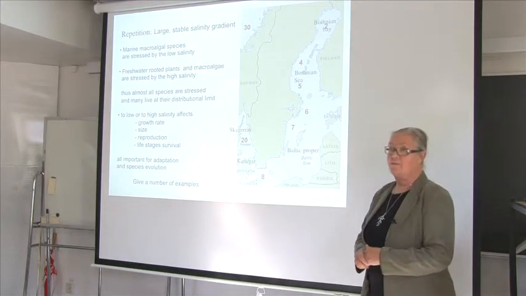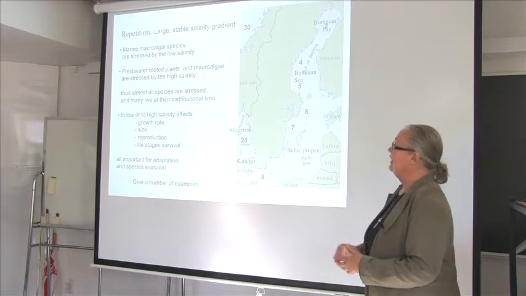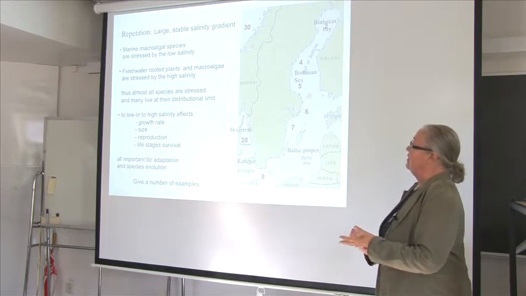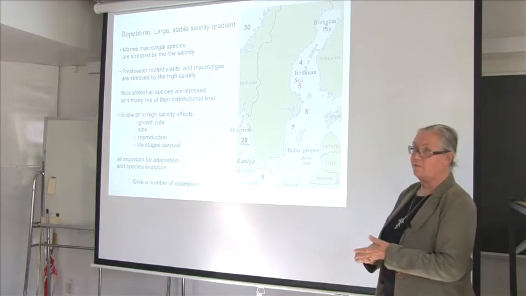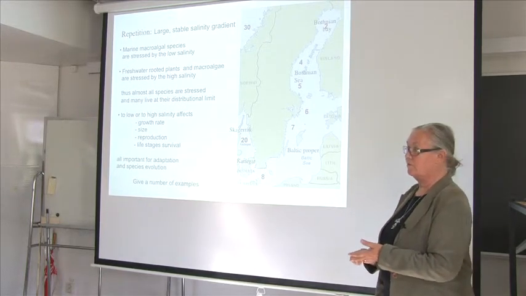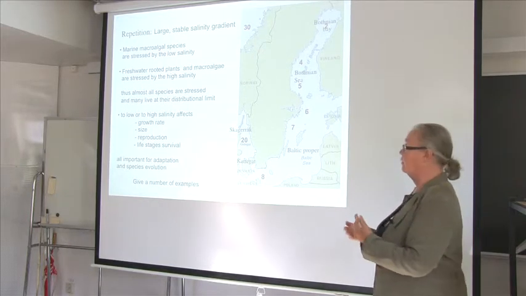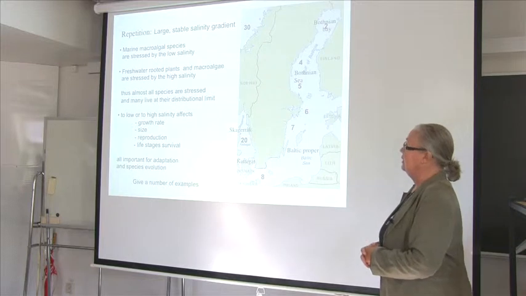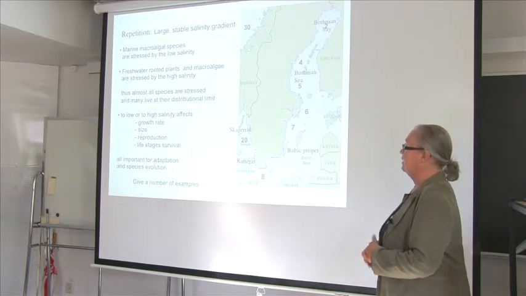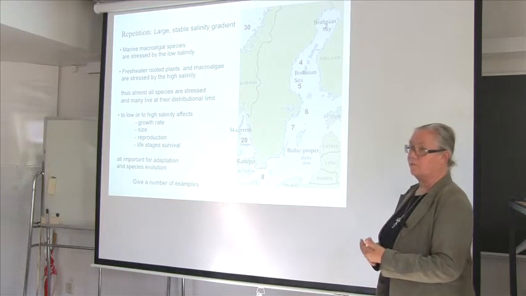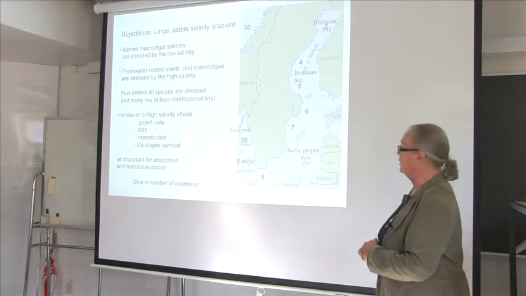Repetition, after this course you will know this by heart. It's a large, stable salinity gradient. The marine macroalgae species are stressed because the salinity is too low. The freshwater species are stressed because the salinity is too high. So all the organisms living in the Baltic Sea are stressed in some way, and many of them live at their limit of how low or how high a salinity they can tolerate.